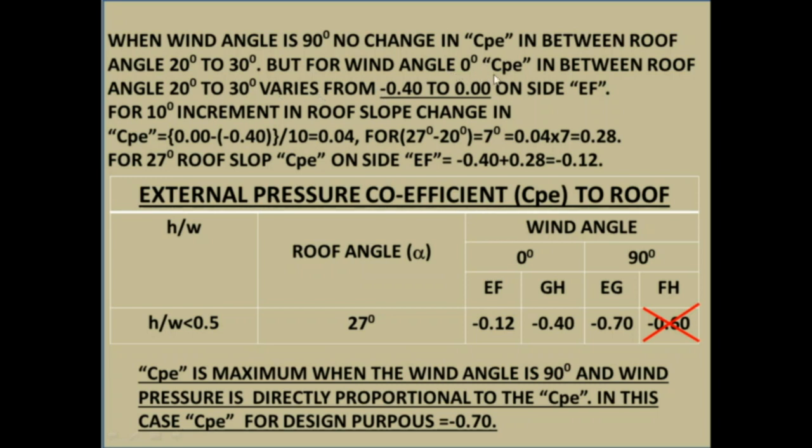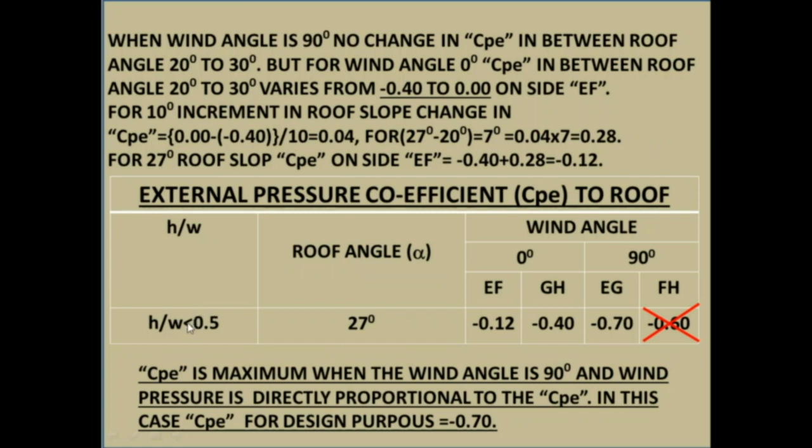But for wind angle 0 degree, CPE in between roof angle 20 to 30 varies from minus 0.4 to 0 on side EF. For increment of 10 degree in roof slope, change in CPE is equal to (0 minus (minus 0.4)) divided by 10 is equal to 0.04. Change in angle is 27 minus 20 is equal to 7 degree. So change in CPE is equal to 0.04 into 7 is equal to 0.28. For 27 degree roof slope, CPE on side EF is equal to minus 0.4 plus 0.28 is equal to minus 0.12. And this is the table.